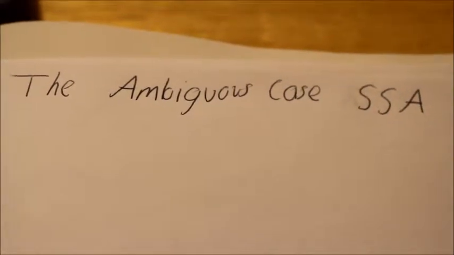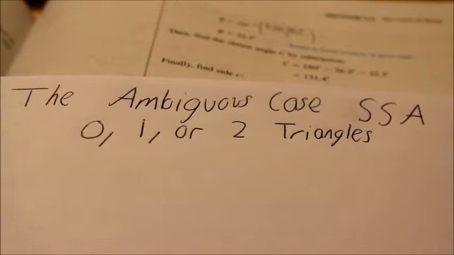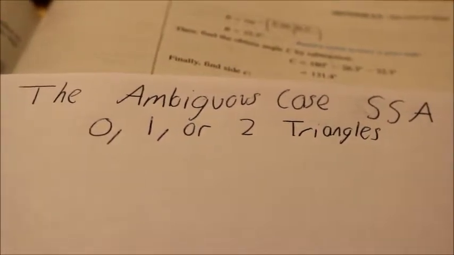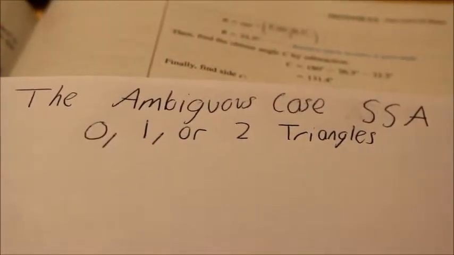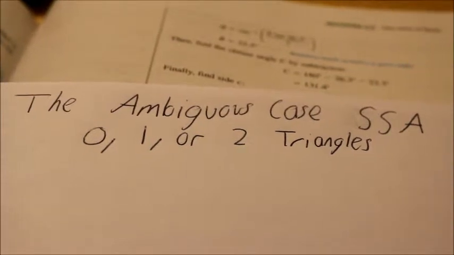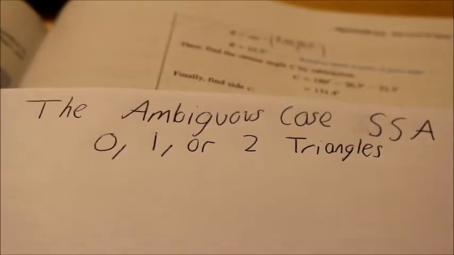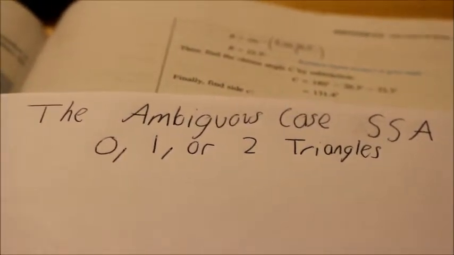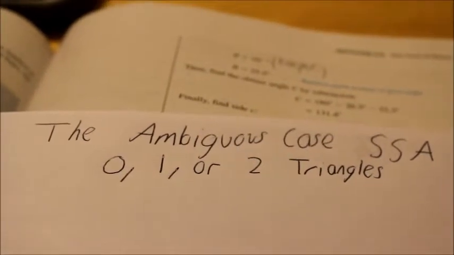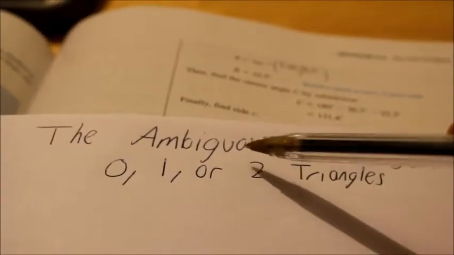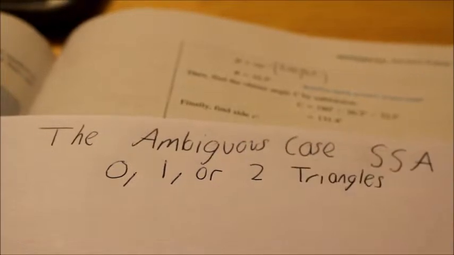Now we will explore the use of the law of sines for a side-side-angle triangle, which is also known as the ambiguous case. For side-side-angle triangles, depending on the data given, you can create or solve for 0 triangles, 1 triangle, or 2 triangles. In the case where there are 2 triangles, this is known as the ambiguous case.